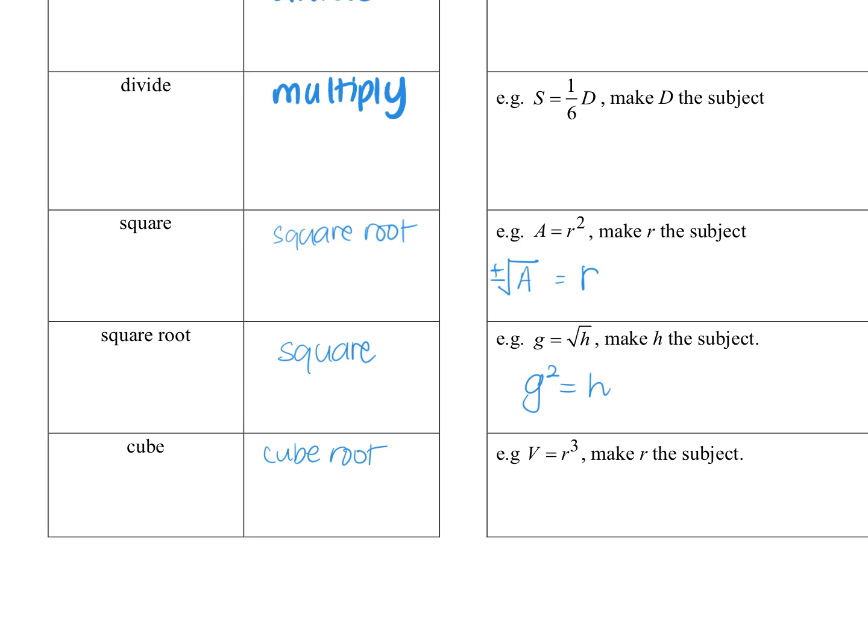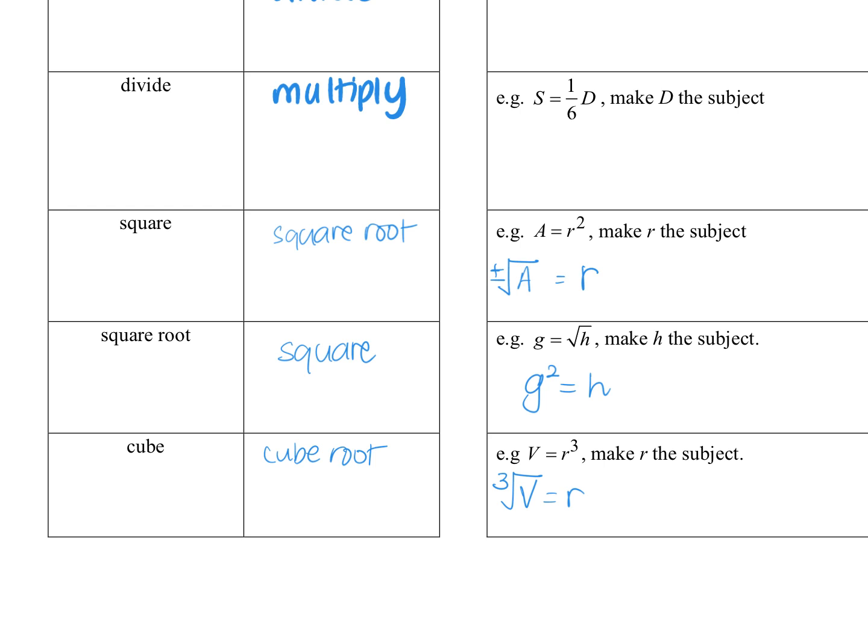Right? But cube root doesn't have plus or minus, so in this case it's just r equals the cube root, with a root with a number 3 at the top. Right? Some may ask, why is it that for square root we have two possible answers?